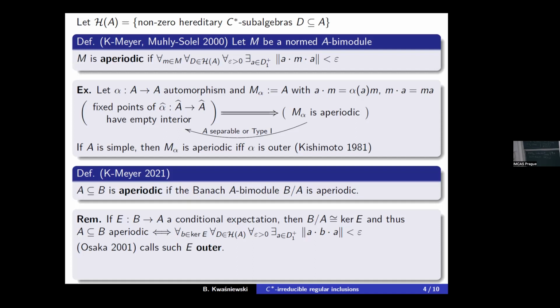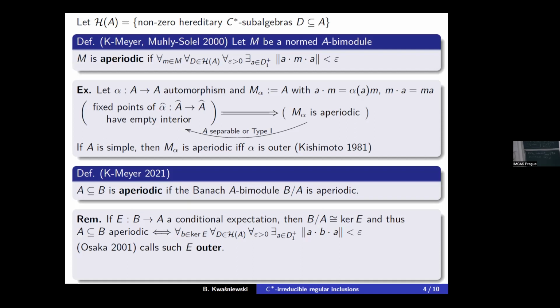I just learned recently that Ozawa used this condition to define a conditional expectation that he called outer. But as you can see, this does not depend on the conditional expectation. This just depends on the inclusion. So in fact, this is a property of the inclusion.